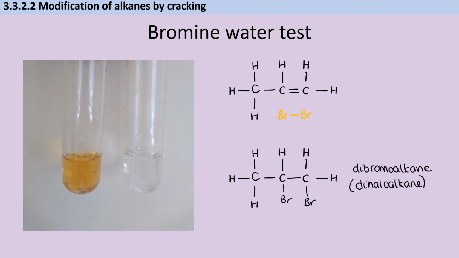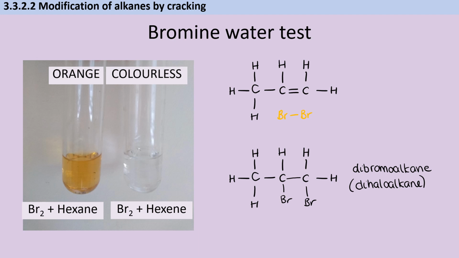As you learnt at GCSE, we can test for the presence of unsaturated bonds by using bromine water. So bromine water is orange and it remains orange in the presence of alkanes or cycloalkanes as well, but it turns colourless when in the presence of a double or triple bond.